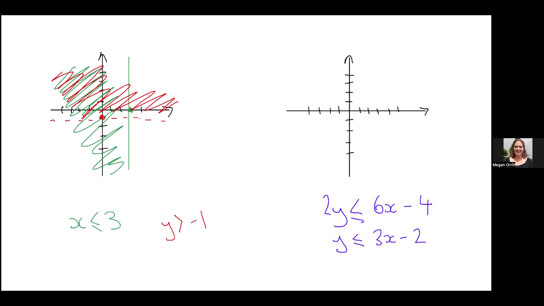Is this going to be a straight line or a dotted line? Straight line, right? Because I've got the equal to sign. So this is a normal line. My y-intercept is -2. My slope is 3. So I go up 3 and over 1.